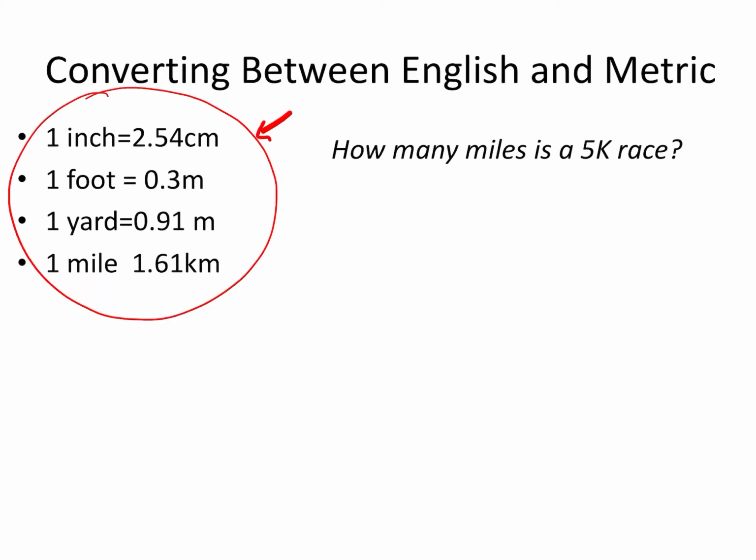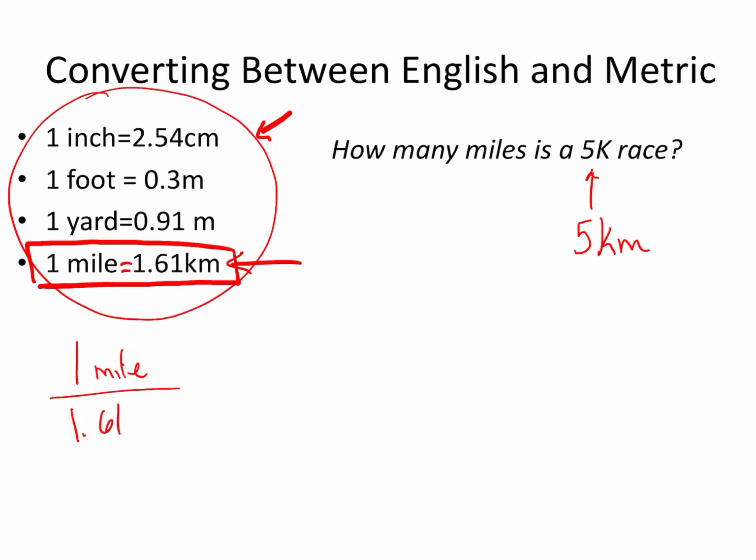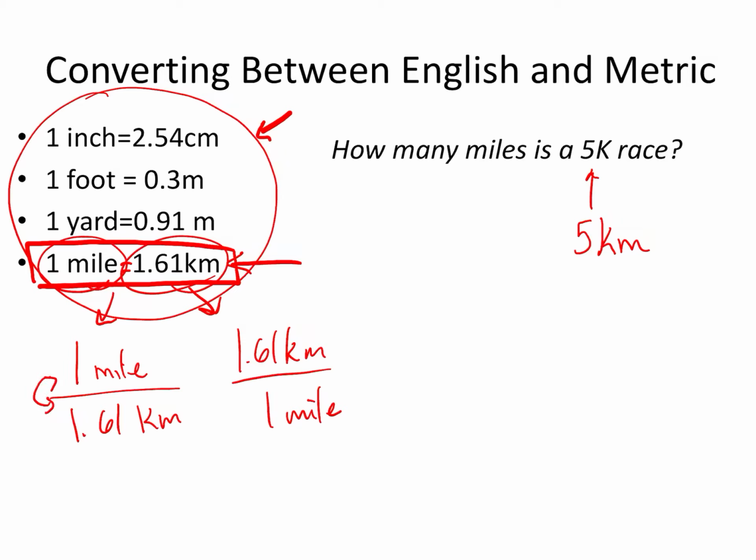By the way, if you didn't know 5K, K stands for kilometers, 5 kilometers. So it looks like this one is what we want to use, right? This should be equal here. So anytime you have two things that are equal to each other, they can be on either side of a fraction, 1 mile over 1.61 kilometers, or you can put 1.61 kilometers over 1 mile. It doesn't matter. They're the same. You decide by looking at your problem.